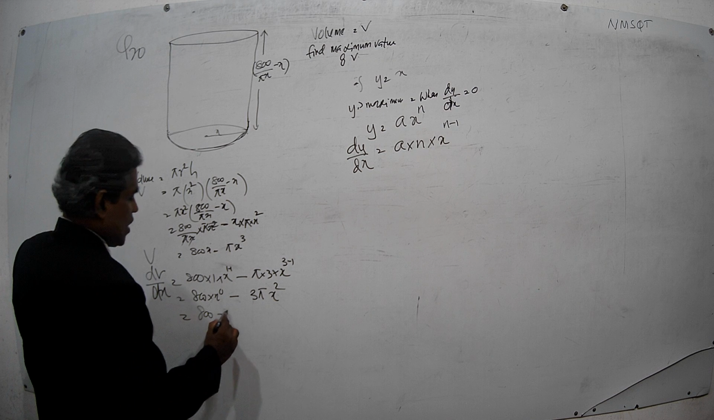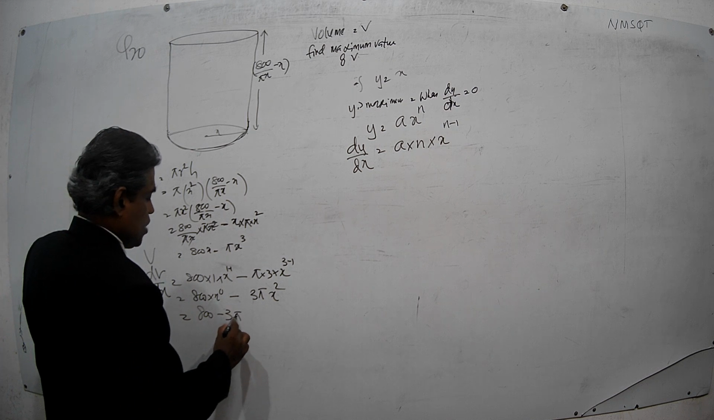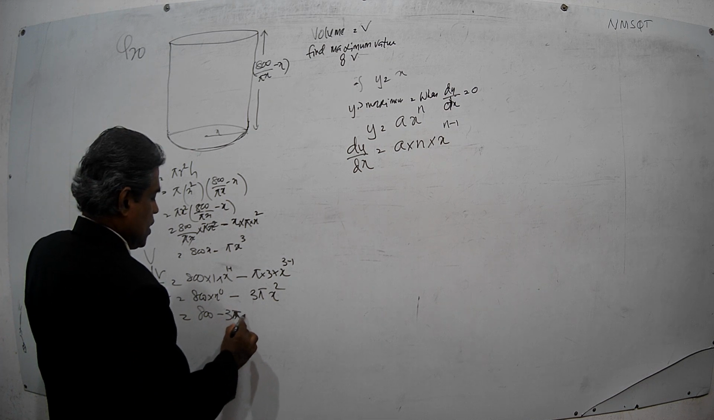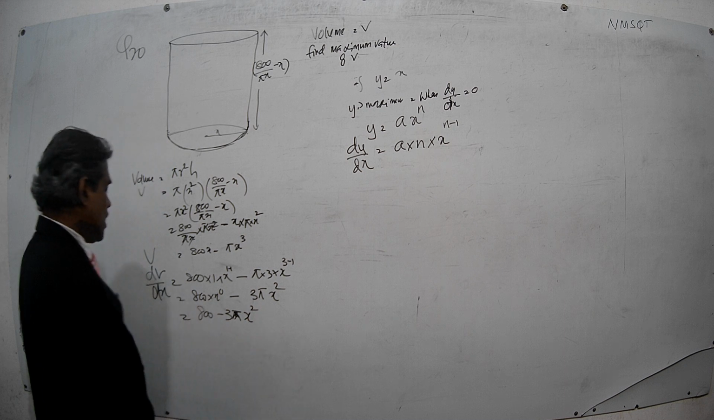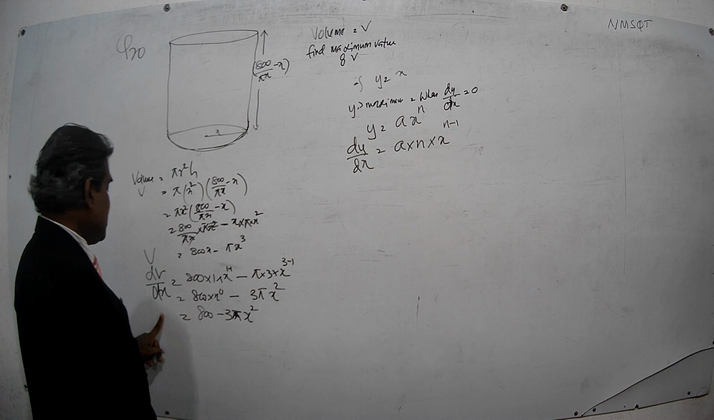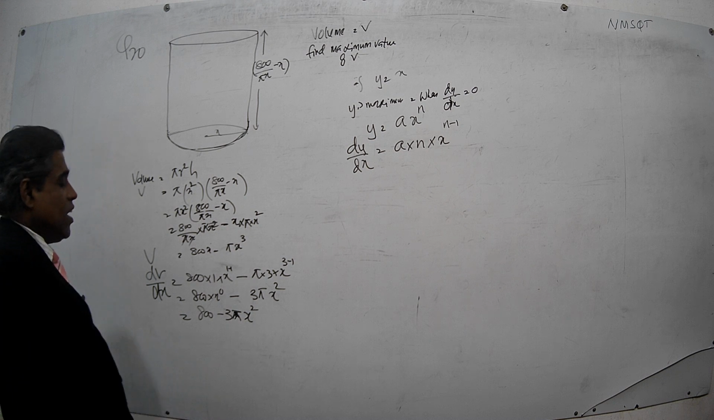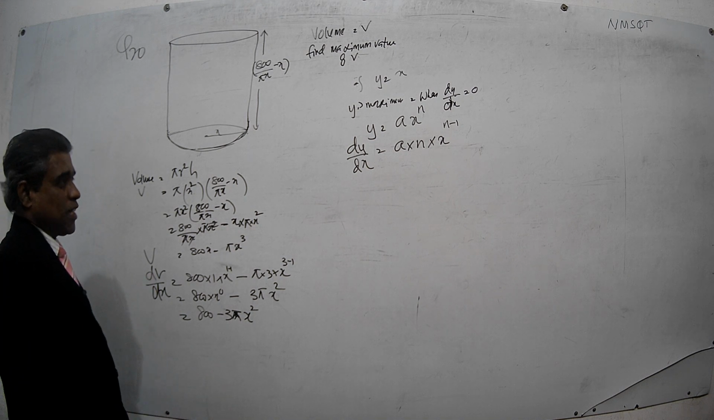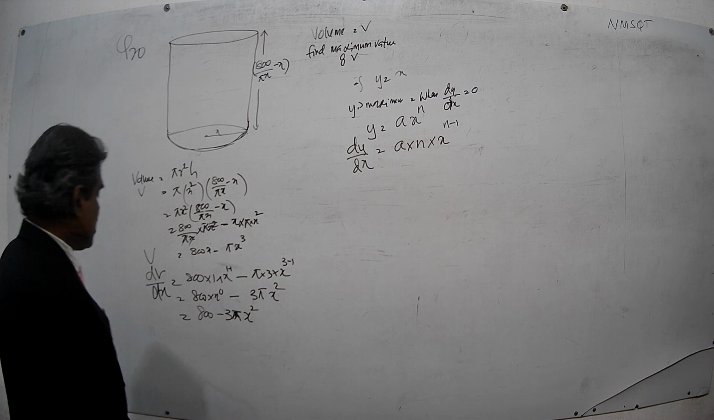Then minus this one again, 3 pi x to the power 2. This is what we got after differentiating. This is dv over dx. Then dv over dx equals 0 when v is maximum. Therefore, equate this to 0.